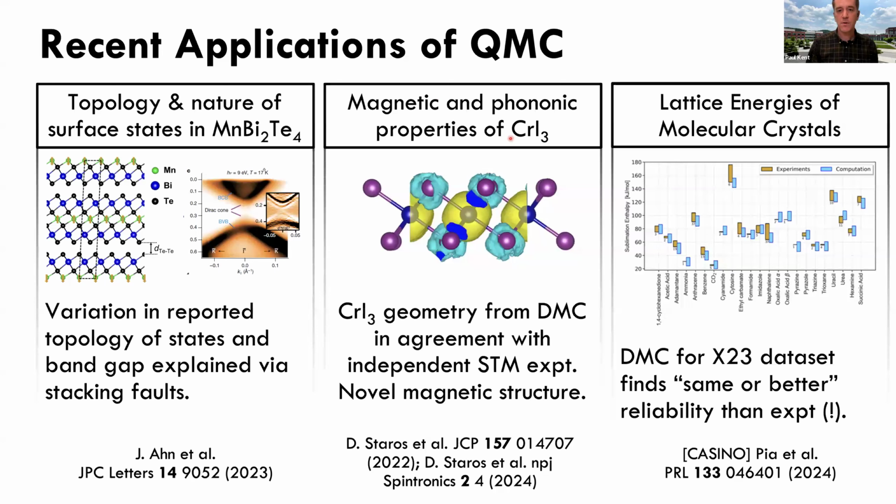Secondly, this is an example of a layered material, chromium triiodide, a study of the magnetic and vibrational properties of this material. One interesting thing that came out of this study was that it has a novel magnetic structure that was a little bit different from what was predicted by density functional theory. But something that I can't show here, that was actually quite important, is that the geometry of this 2D material was actually obtained within the Quantum Monte Carlo method itself.